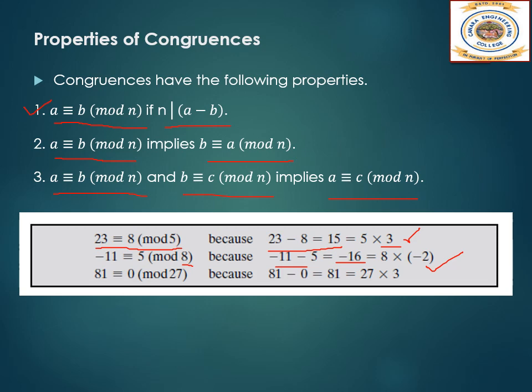Coming to the last one, 81 is A and B is 0. So 81 minus 0. Is it divisible by 27? Yes. What is the quotient? Quotient is 3. So this is how you prove the first property. Similarly, you can try for property number 2 and property number 3 by taking some numerical examples.